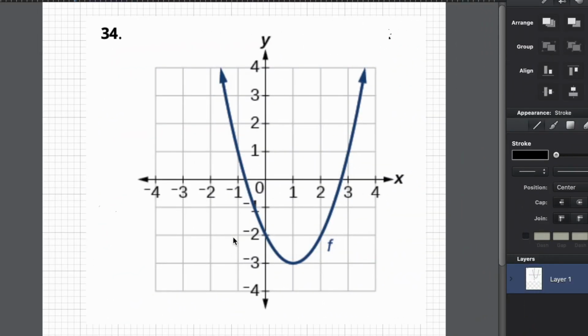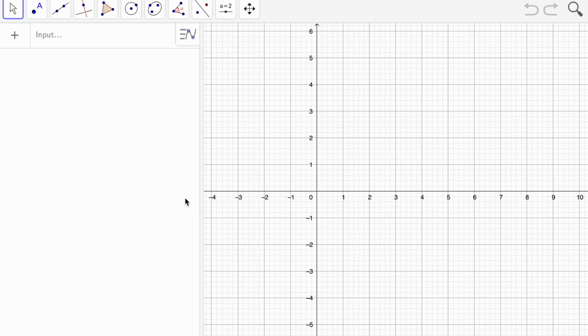The directions are to come up with the function from the graph. So it looks like a parabola. And so let's look at the parabola for a second. So I'll pull back GeoGebra. And if I put in the function f of x equals x squared, I get something like that.